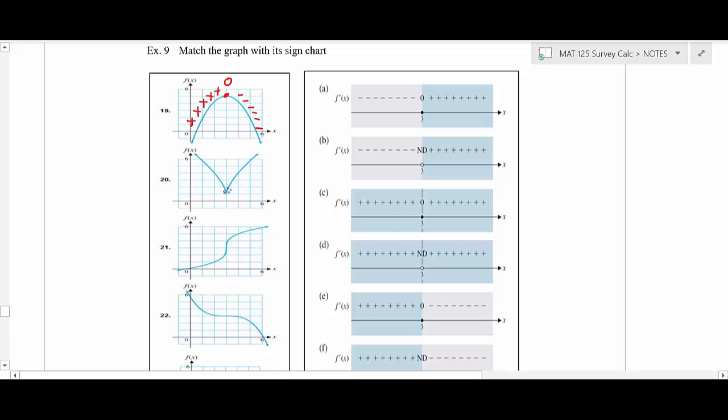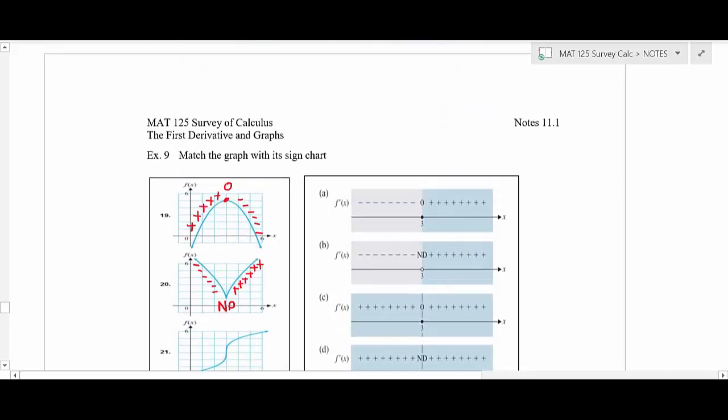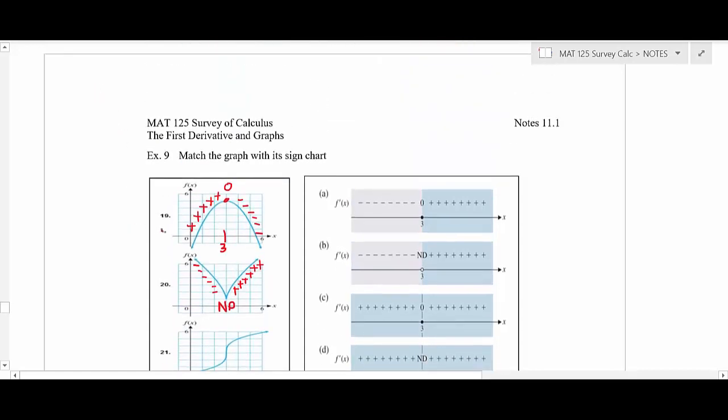This one, does the derivative exist here? No. Function decreases, so it would go like that. Function increases, it would go like that. So let's match that up. So let's see which one number 19 is. You'd have to find a plus, minus, and 0 derivative. Okay, at 3, so this is at x equals 3, so that one appears to me to be this one. Okay, you have a definite point where the derivative is 0. So that one is E. So just put the letter by the number.